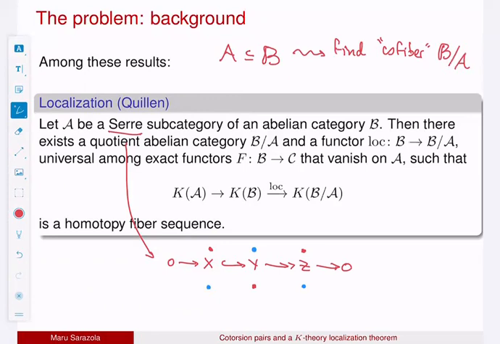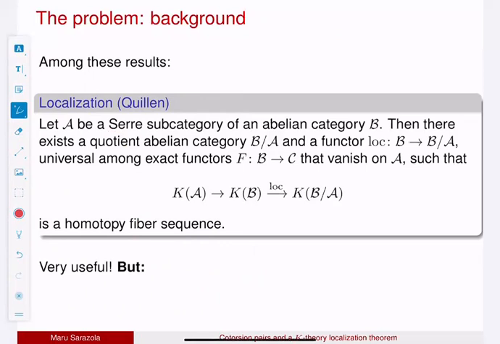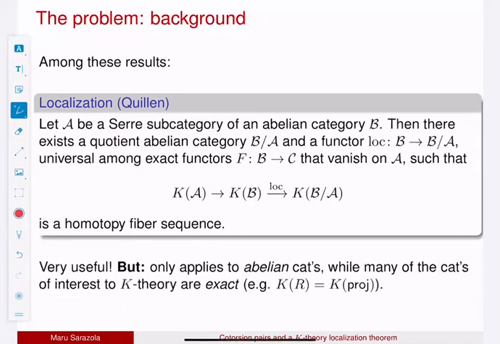All right. So this is an awesome theorem, and it's turned out to be very useful for a bunch of applications. But the shortcoming is that it only applies to abelian categories. So this word abelian here is pretty important to get the theorem up and running. And the issue is that many of the categories that we care about in algebraic K-theory are not really abelian, but rather they are exact categories.